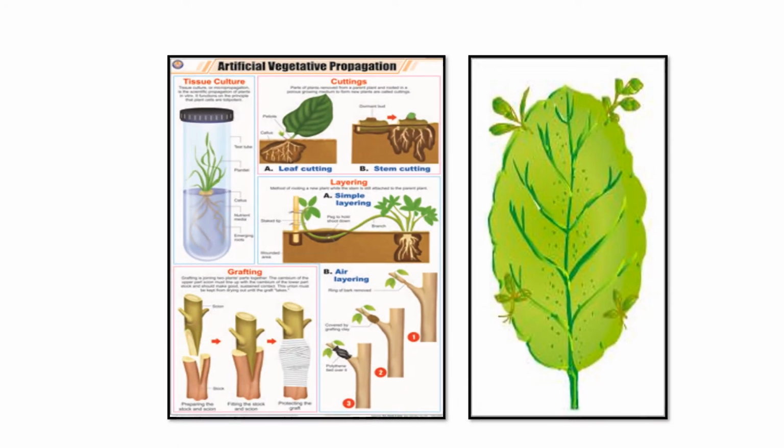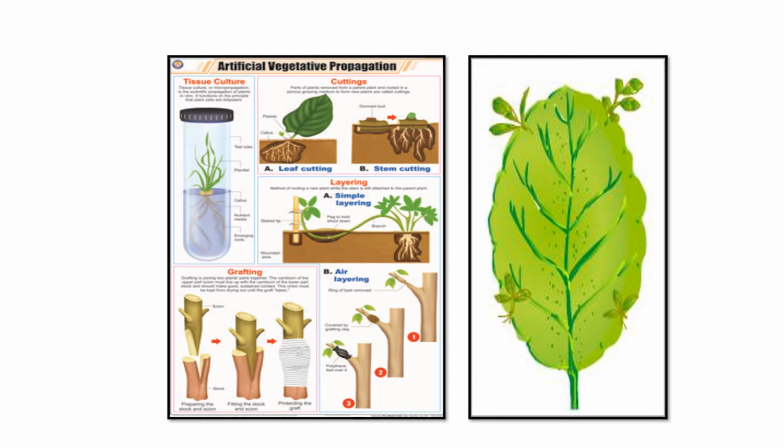In bryophyllum, you can see the leaf margin can give rise to a new individual. Then here, tissue culture: from a piece of tissue, new plants can grow in a nutritive medium. Then here you can see cutting, the best example you know very well is drumstick. Then layering: jasmine or rose plant. Even in the rose plant, cutting and layering are both possible.